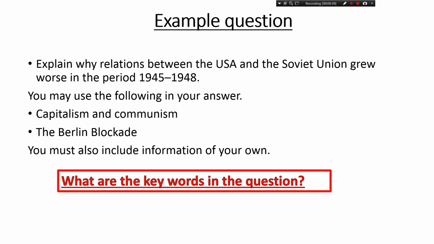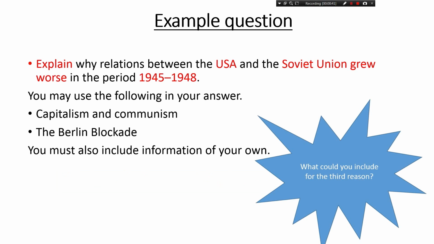But first of all, keywords in the question: explain, so you know it's going to be PEE, USA and Soviet Union. It'll always be that, but it's worth noting that it's not just within one country. Grew worse in the period 1945-1948. Fairly straightforward question. The only tough bit with the question is the dates, because you need to know another third bullet point within those dates.